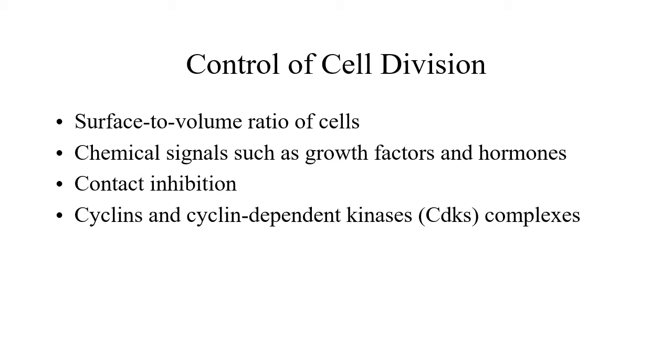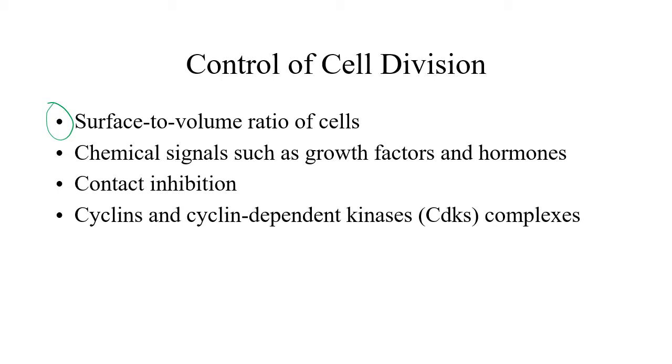And so one of those is just simply what we call surface to volume ratios. Essentially, is the cell big enough? Does the cell contain enough material in order to make two copies, in the end two functioning cells, at the end of the process?